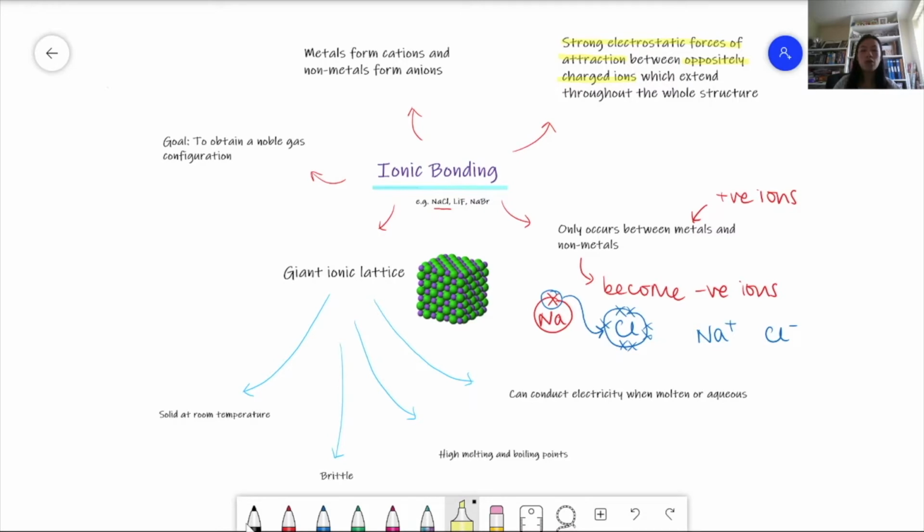So they form giant ionic lattices, which are solids at room temperature. They're brittle, they have high melting and boiling points, and they can conduct electricity when molten or aqueous. So we're going to go through that.